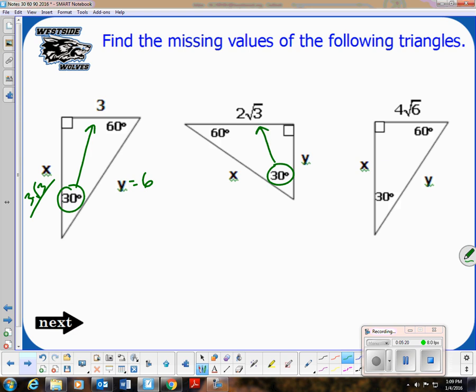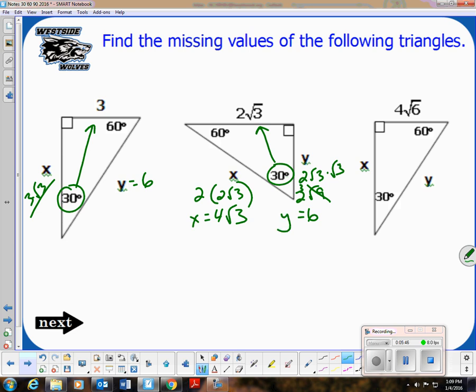So if this is 2 square root of 3, the hypotenuse is 2 times 2 square root of 3. So this is 4 square root of 3. Remember that you don't multiply the 2 times the square root. They don't mix. And then we go to the longer leg, which is the short leg, 2 square root of 3, times the square root of 3, which is 2 square root of 9. That cancels out to be a 3, and so we end up with 6 here.